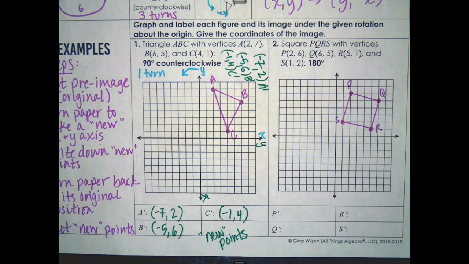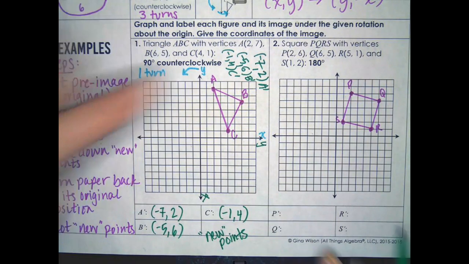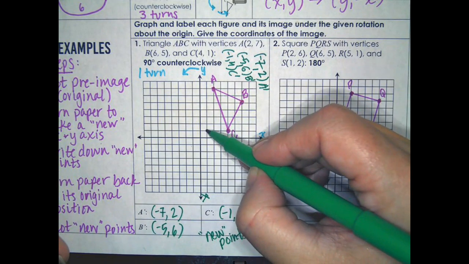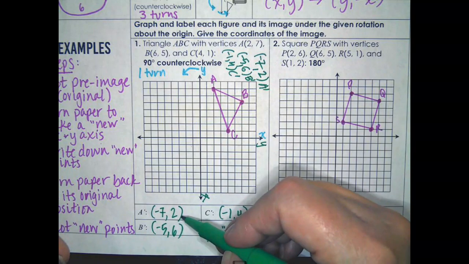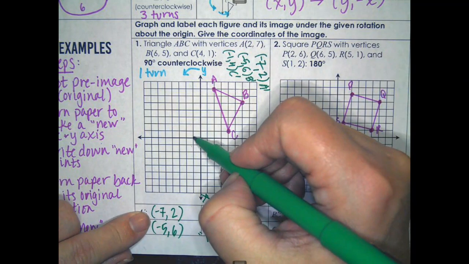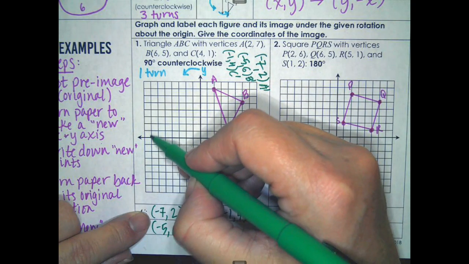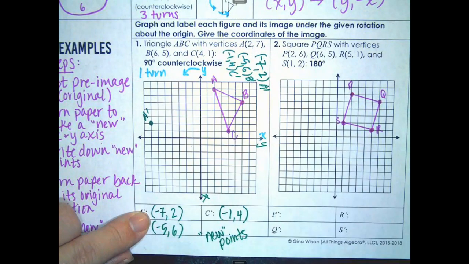Now we're going to plot our new points as if we're on the original graph. All right. So now we're back to our normal graph where this is 1, 1. This is -1, +1. So we're going to plot -7, +2 back on our original graph. So you're going to go -1, -2, -3, -4, 5, 6, 7, up 2. And this is going to be A prime.